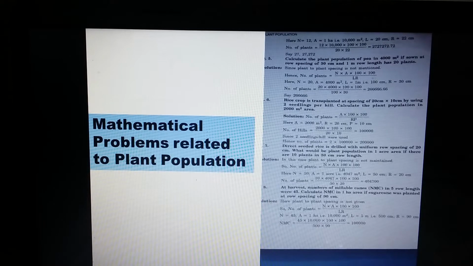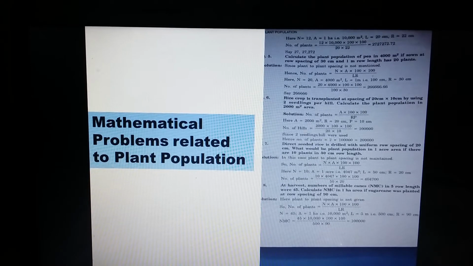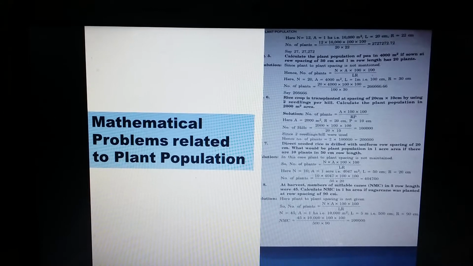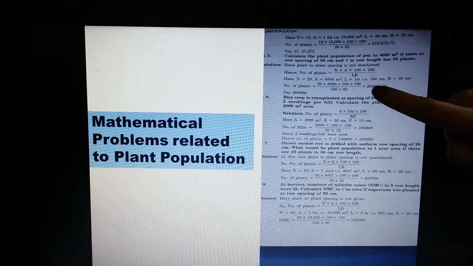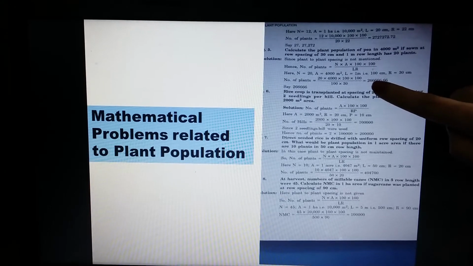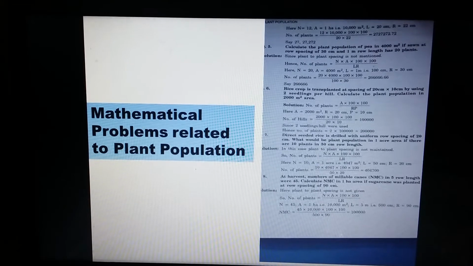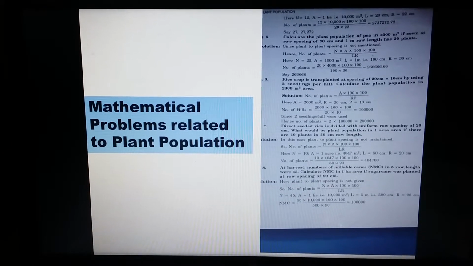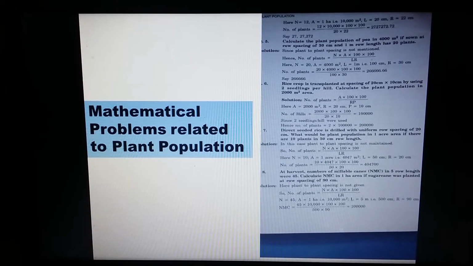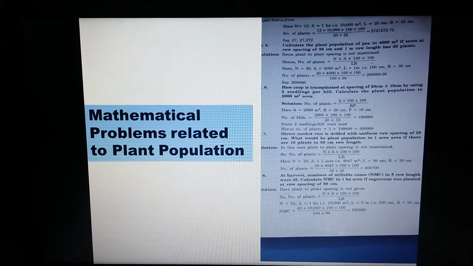Now the plant population equal to 20 into 4,000 into 100 into 100 divided by 100 into 30. So the answer will be 266,666.66. We cannot accept the fraction, as you said earlier. So your answer will be 2,66,666.